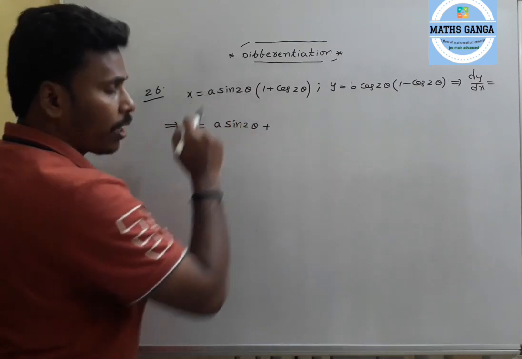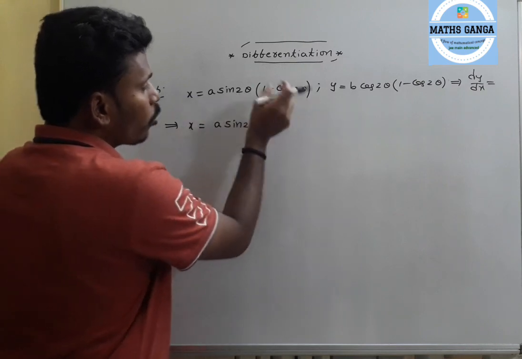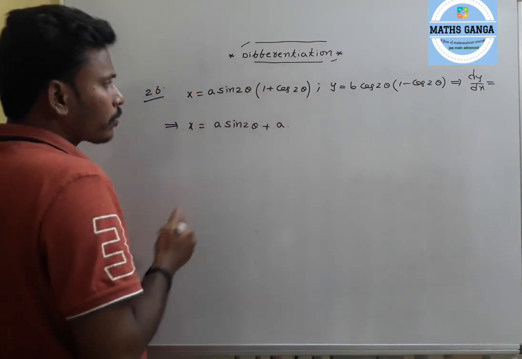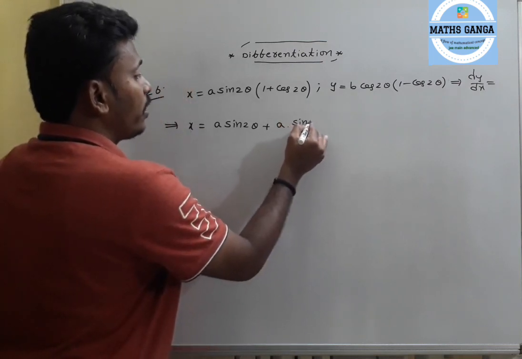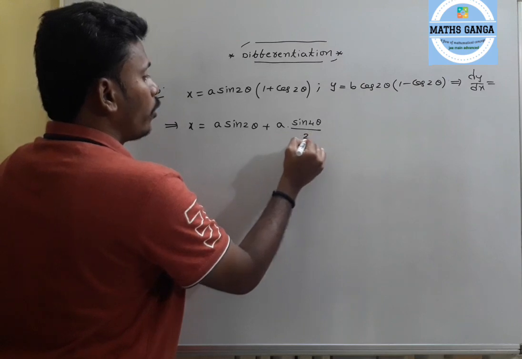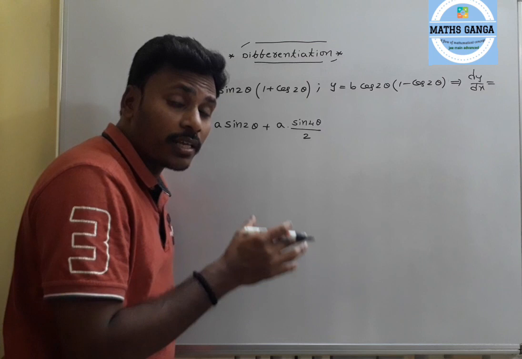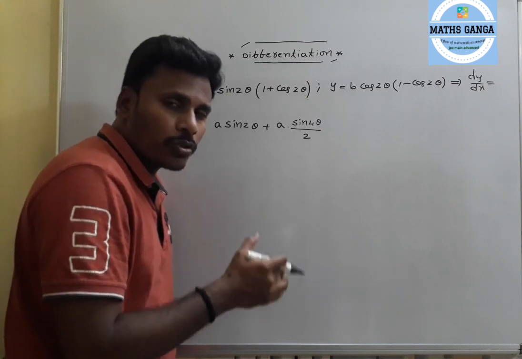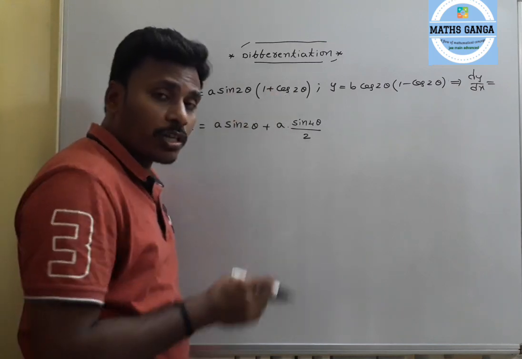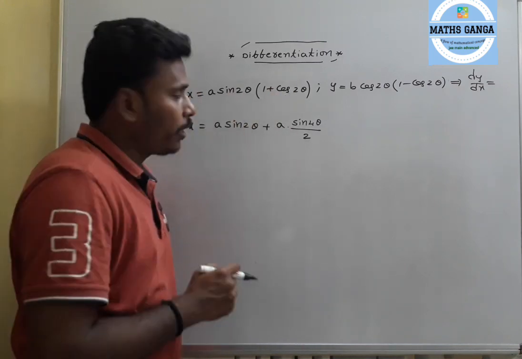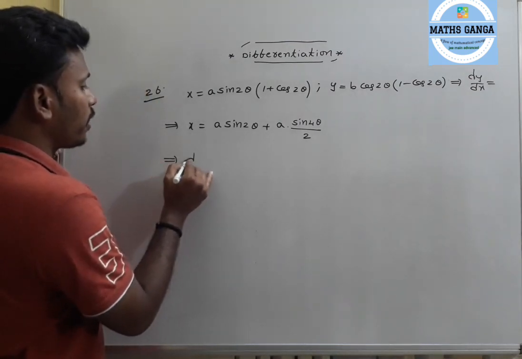Now, this can be written as x is equal to a sin 2 theta plus a sin 2 theta into cos 2 theta. What do you say? A sin 2 theta into cos 2 theta, right? Sin 2 theta into cos 2 theta can be written as sin 4 theta by 2, just by using 2 sin A cos A is sin 2A, right? 2 sin A cos A is sin 2A. With the same logic, sin 2 theta and cos 2 theta together will become sin 4 theta by 2. This is x.